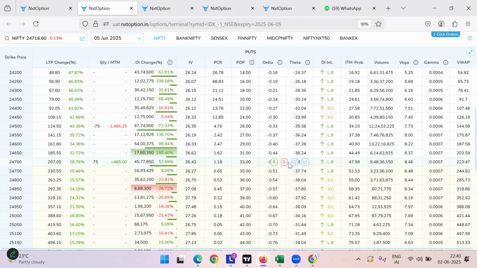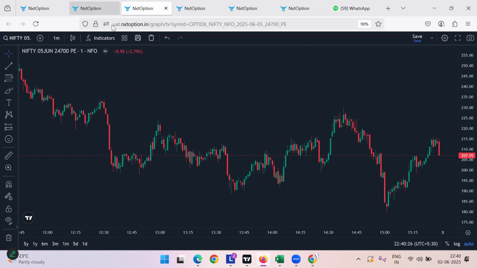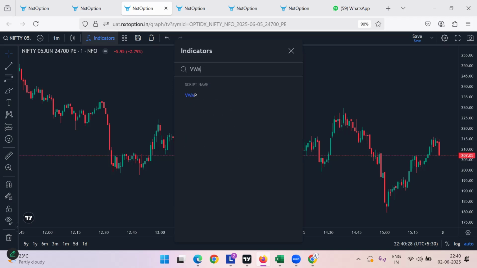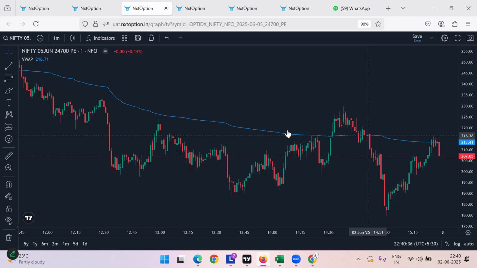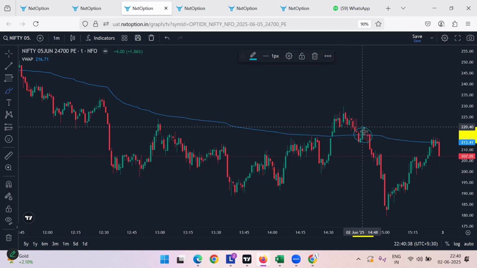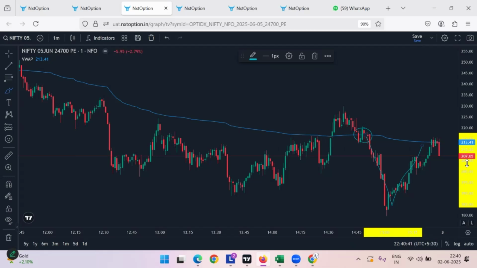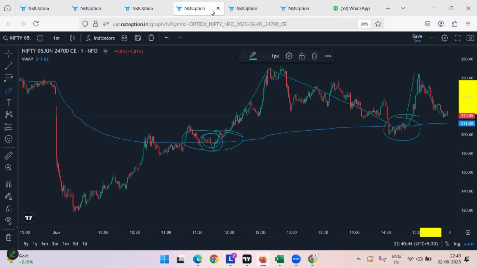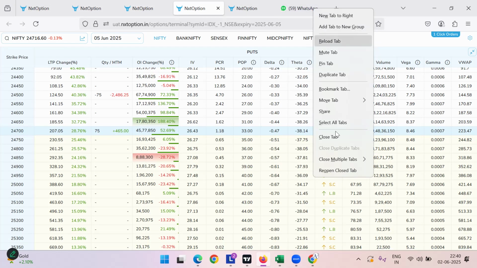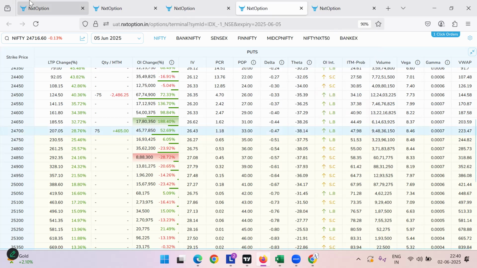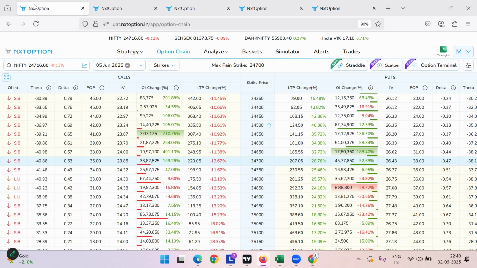So in the put option, if I go here, click on a chart, and if I add VWAP, you can see that around 245, the market broke this VWAP level, came down, and bounced back to the VWAP. So all the relevant data is easily applicable to the option traders.